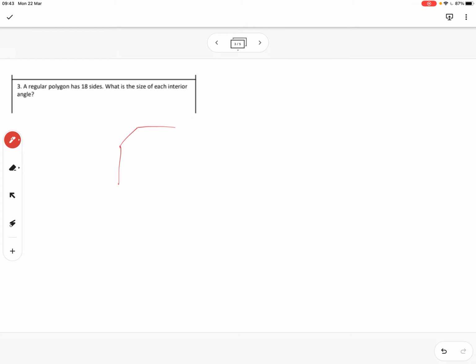So if I just draw a section of a polygon here, the interior angle is this one, and it's regular, so they're all the same. And we had a formula for this. You might remember the formula as n minus 2 times 180, and then divided by n. This is the sum of all the angles, and then divided by n gives you each angle. So if I've got 18 minus 2 times 180 over 18.